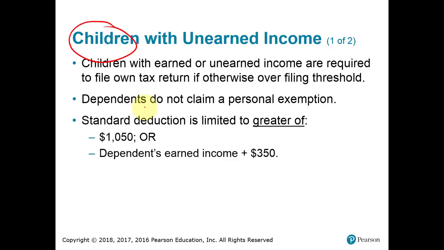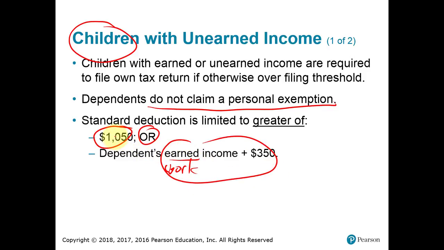So they're not going to have any personal exemption, but their standard deduction will not be the regular amount we've seen based upon the filing status. Their standard deduction is either going to be $1,050 or the dependent's earned income. You see this word earned? Think of it as wage or salary, work income, or even business income versus investment income. And you're going to add 350 to that earned income. You look at this amount, you look at the 1,050, and you pick the greater of the two.